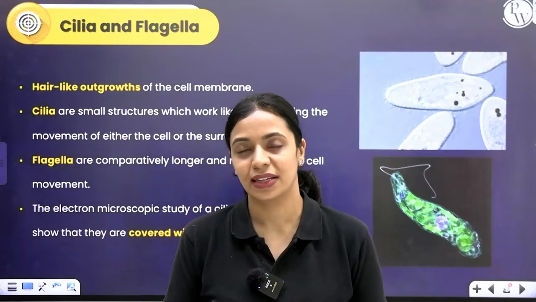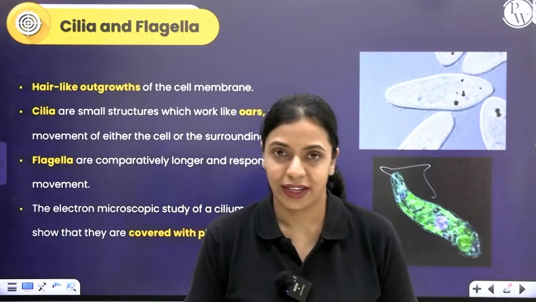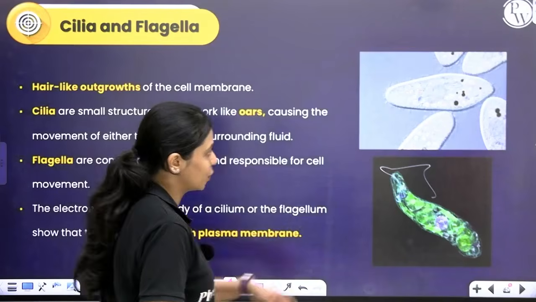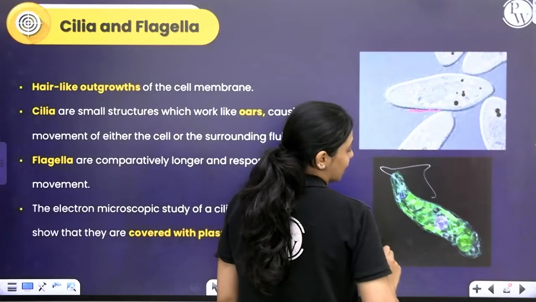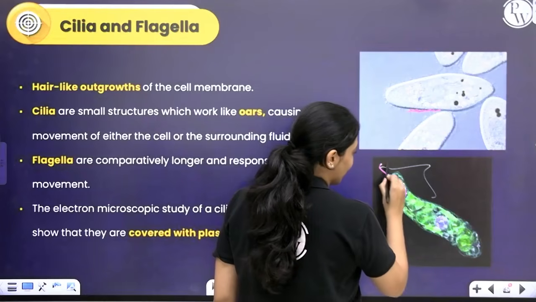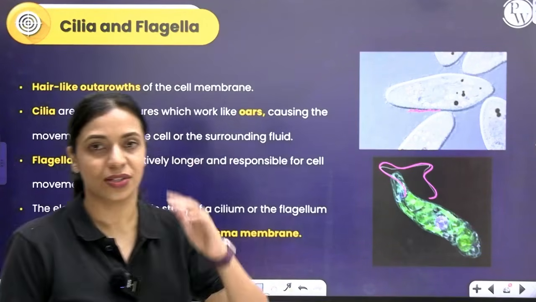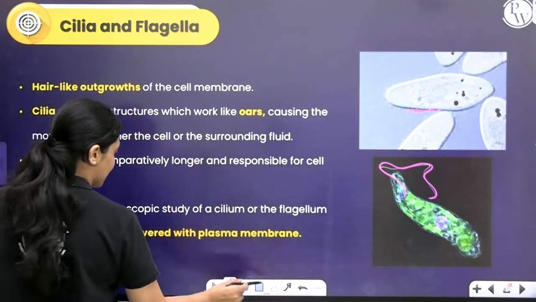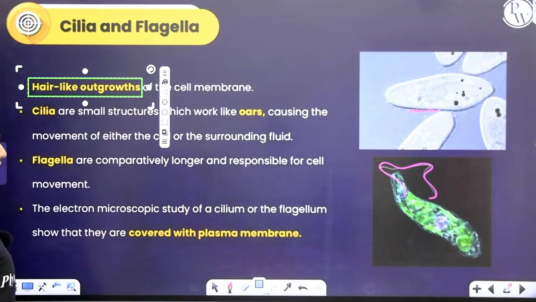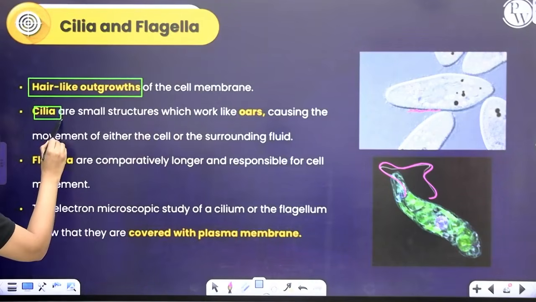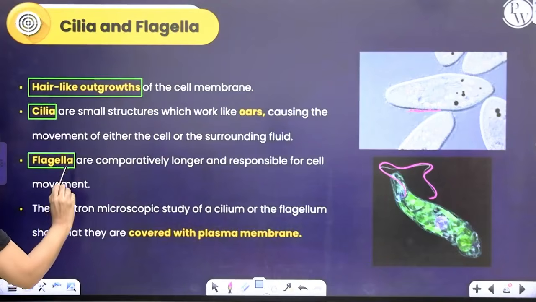In eukaryotes, cilia and flagella, both of them are covered by a plasma membrane. In organisms like paramecium, you can see many cilia arising from the surface. In organisms like euglena, you can see flagella present in eukaryotes. Both of them help in the process of locomotion. They are hair-like outgrowths that arise from the cell membrane. Cilia are many in number but shorter. Flagella are very few in number but relatively longer.